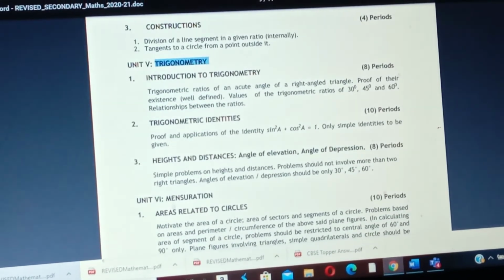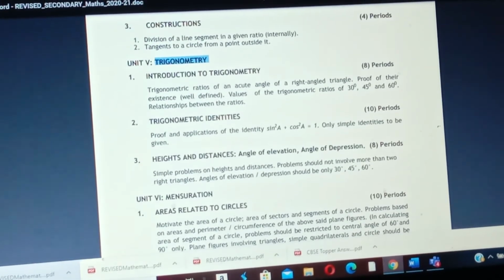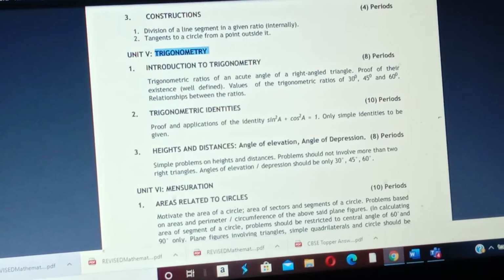And in trigonometry they have removed the complementary angles related portion. Where is it? Wait.